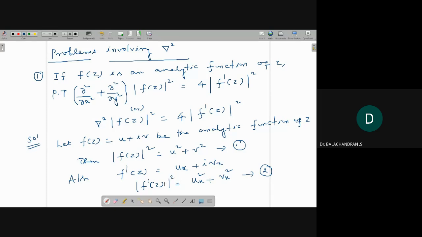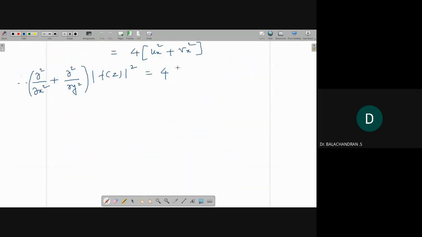Yeah, because now I am searching for this equation. Because on the right hand side I have ux square plus vx square, so modulus of f dash of z whole square, by equation 2.